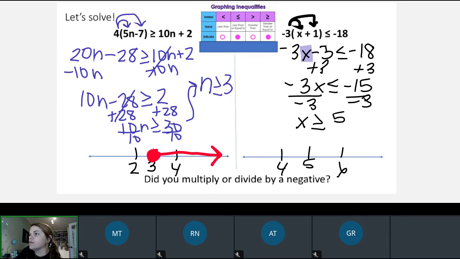All right. And then I'm going to go ahead and graph this. Oh, I did not finish my problem. That was weird. All right. I'm going to go ahead and graph this. So I'm going to have a closed circle at 5, and I'm going to shade to the right.